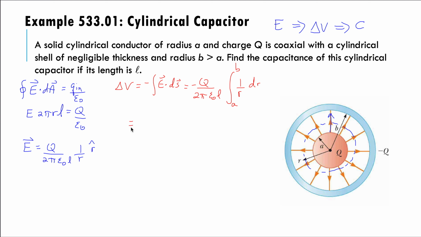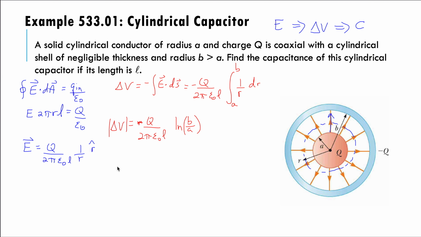When we do that, we get all of these constants, negative Q over 2 pi epsilon naught L, and then the integral of 1 over r is the log. So we get log of b minus log of a, which is just log of b over a. So there we have it, the potential difference. Once again, we just want the magnitude of the potential difference, so we can get rid of this negative sign. And now we are ready to find the capacitance.